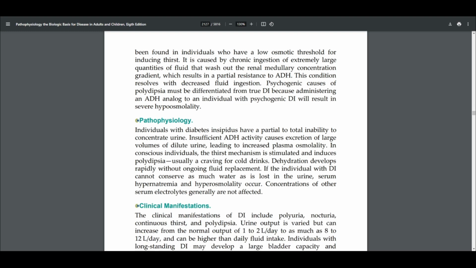It is caused by chronic ingestion of extremely large quantities of fluid that wash out the renal medullary concentration gradient, which results in a partial resistance to ADH. This condition resolves with decreased fluid ingestion. Psychogenic causes of polydipsia must be differentiated from true DI because administering an ADH analog to an individual with psychogenic polydipsia will result in severe hypoosmolality.